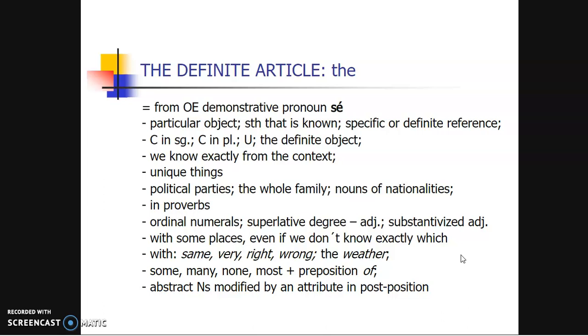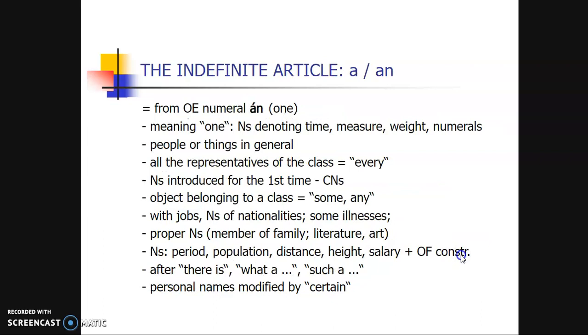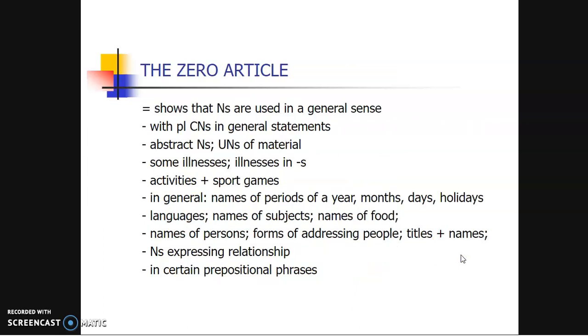In some places, even if you don't know exactly which: the same, the very, the right, the wrong, the weather. Some, many, none, most, most plus prepositions of, and abstracts modified by an attribute in postposition. The indefinite article a, an also has the meaning one. It is used to denote time, measure, weight, numerals, people or things in general, or the representatives of the class, every. The zero article shows that nouns are used in general statements, for example.